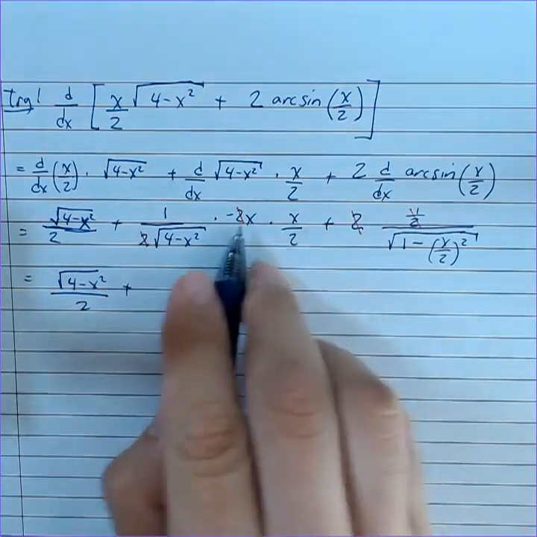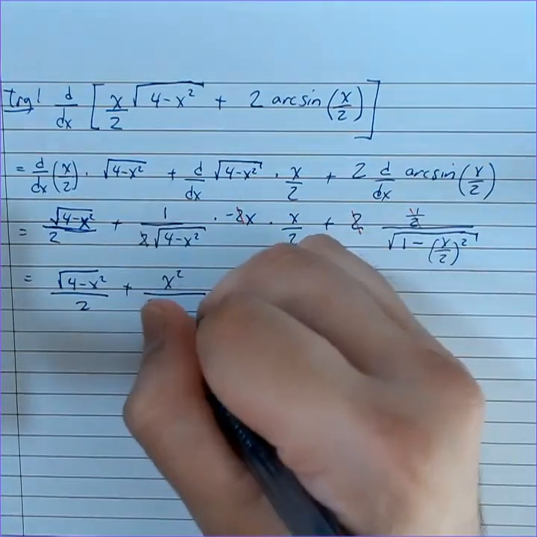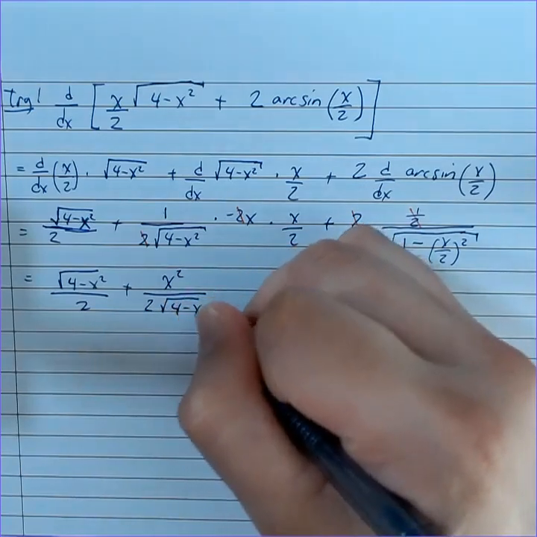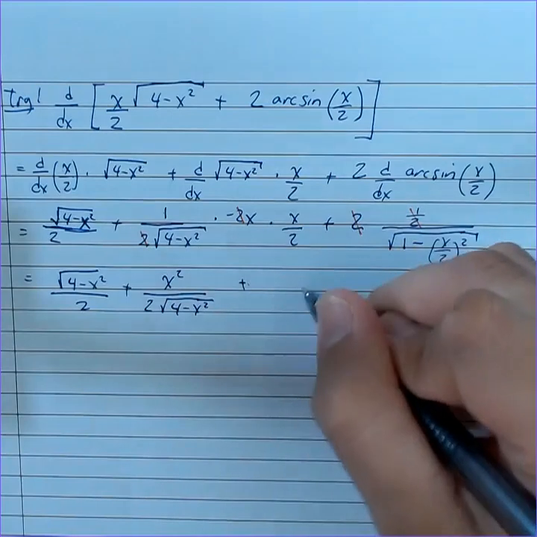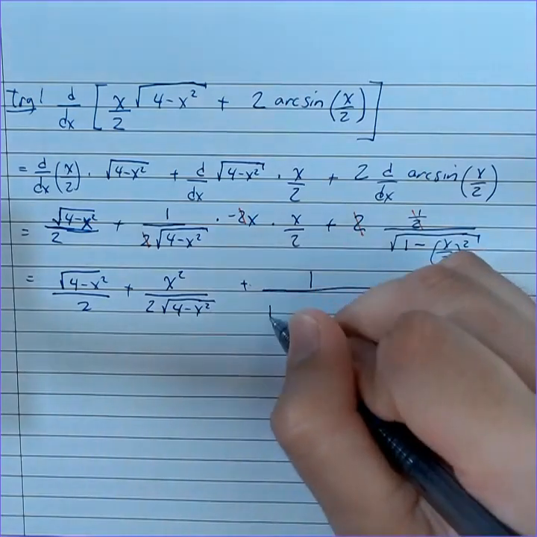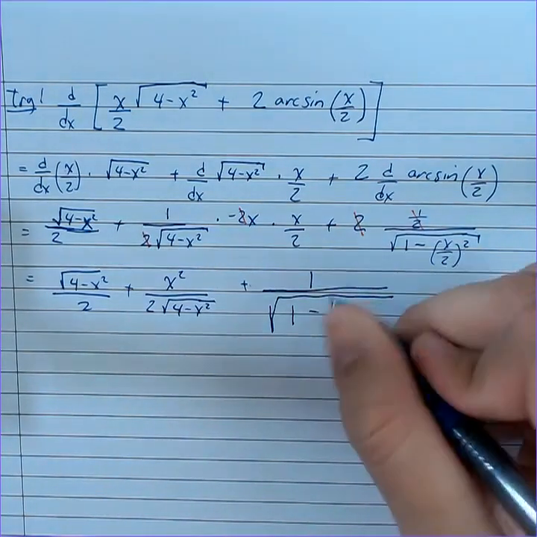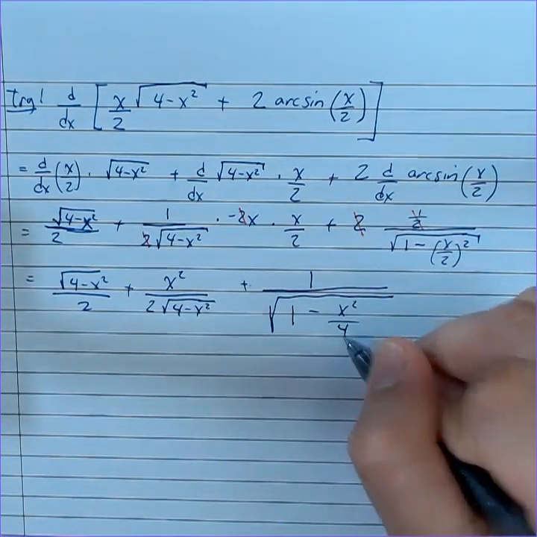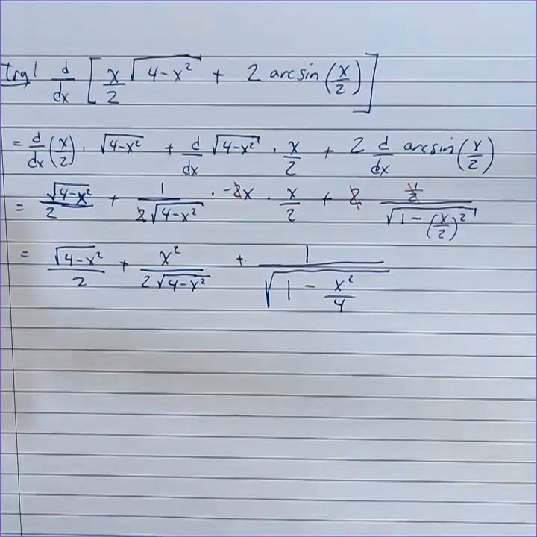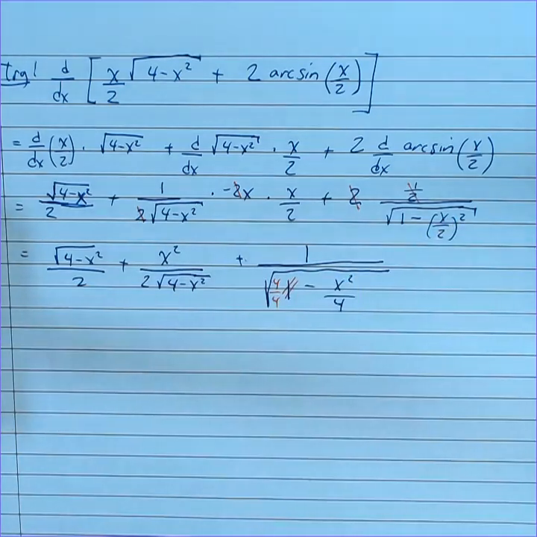plus my numerator is x squared over my denominator is 2 times that square root plus 1 over, right, these two divide away, gives me just 1, over square root of 1 minus, here let me actually square that, x squared over 2 squared is 4. Okay. I know that I can go ahead and simplify that by giving them a common denominator. I can write this 1 as 4 over 4. Okay, so now I can actually put those together.